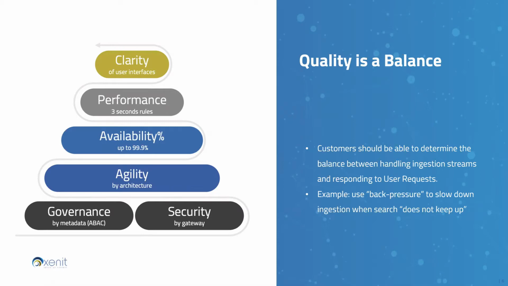Number 2, so very close in the food chain, is performance. And we have a 3 seconds rule. It's not always that we can guarantee it, but we will not rest before we have reached that level. The 3 seconds rule says that for any query that a user performs on the system, 95% of queries should return within 3 seconds or better.